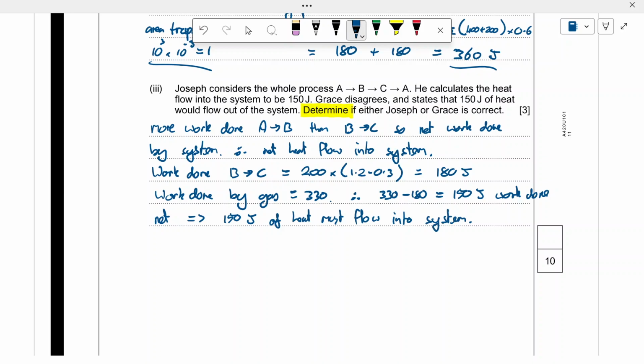And I'm just going to put at the end delta U equals 0 for complete cycle. Because we have to end up back where we started in a complete cycle. We have to end up at the same value of PV. Okay, that's it.